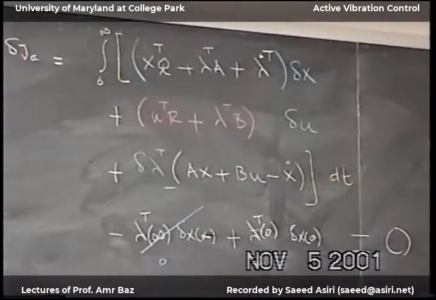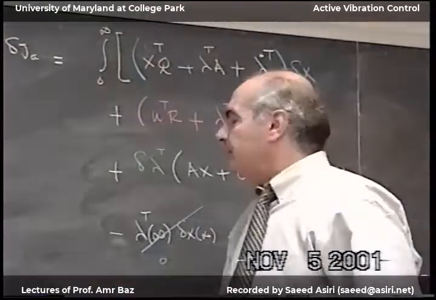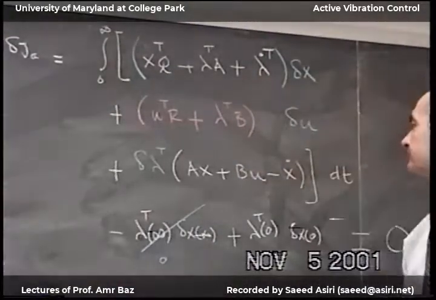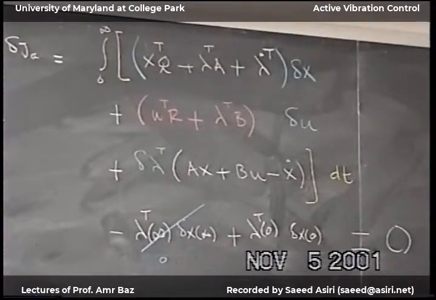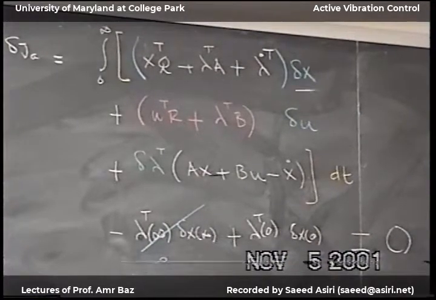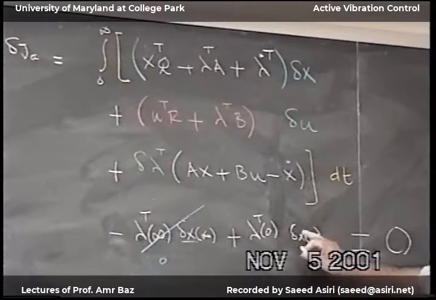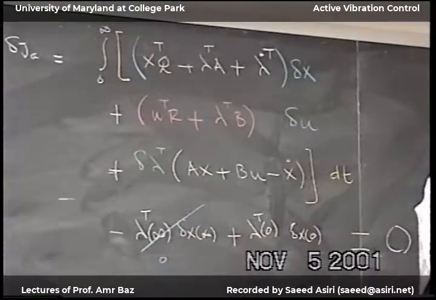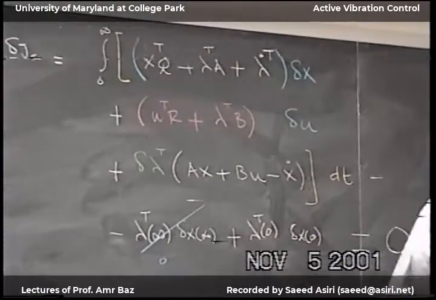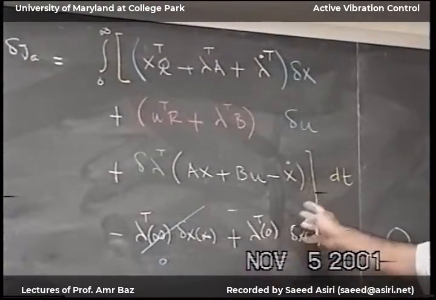Okay, now from here... Shouldn't the second term also be 0 because the variation of x at the initial conditions, which is always known, is 0? Yeah, this depends on whether you know exactly the initial state or you don't know the initial state exactly. If you know it exactly, then this will drop also. We don't need this anyway.